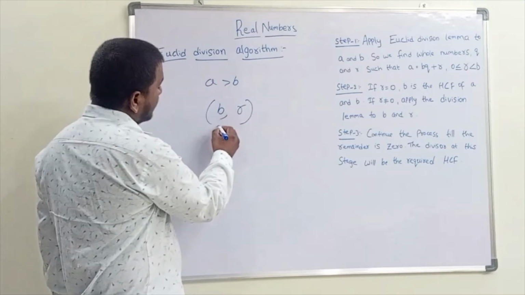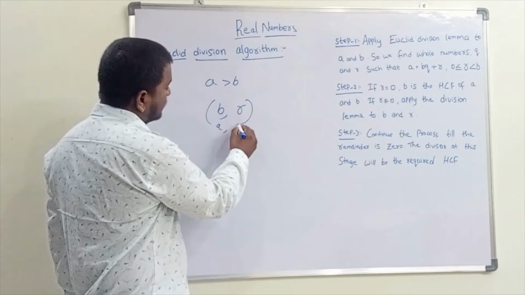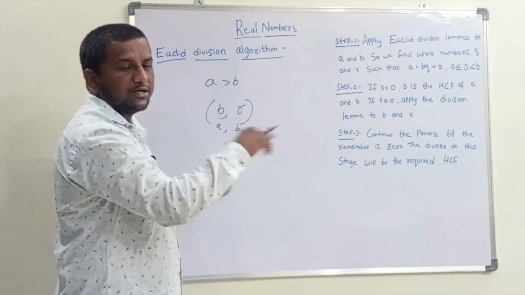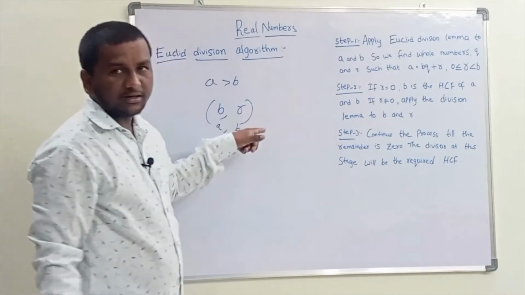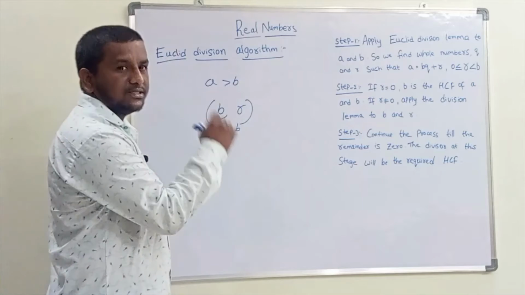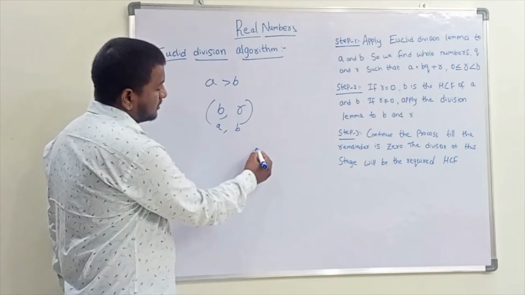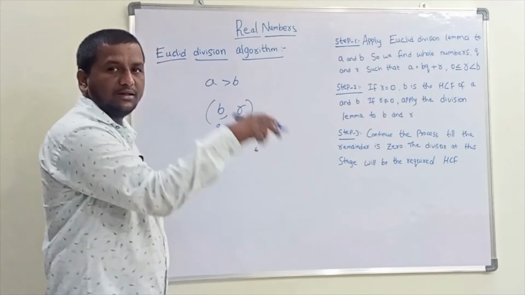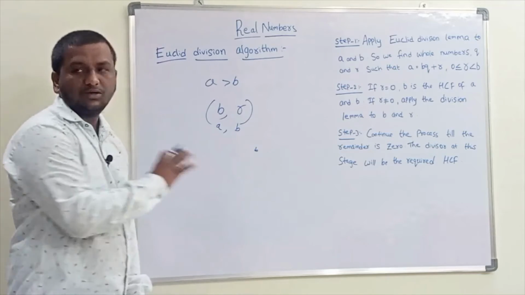In this case we treat this as a, and this as b, and we continue the same process till the remainder gets 0. At the stage where the remainder is 0, the HCF of a and b is the divisor b at that stage. So let's see with one example.